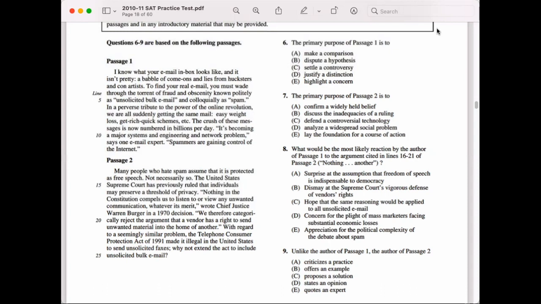So what you see on the screen is one such small passage pair. Questions 6 to 9 are based on the following passages. So let's read passage 1.